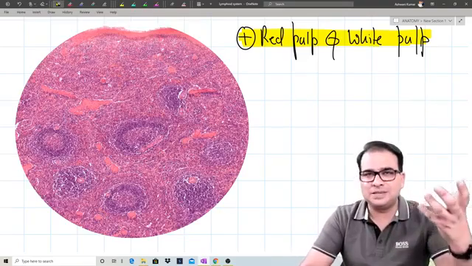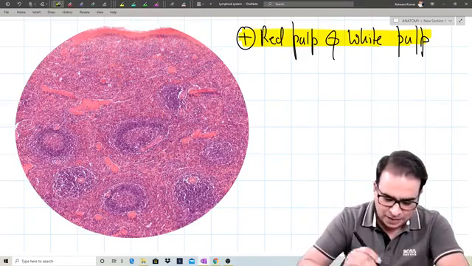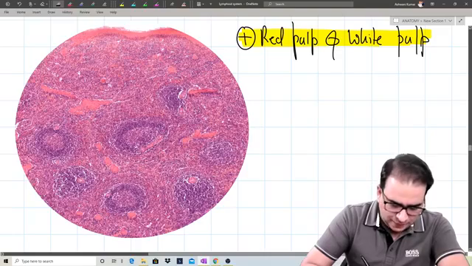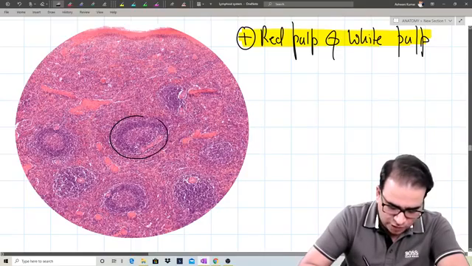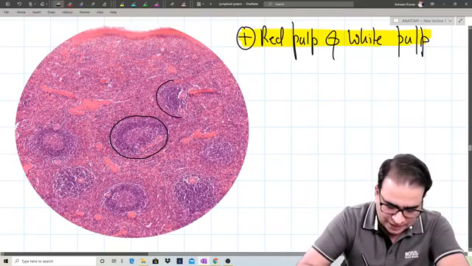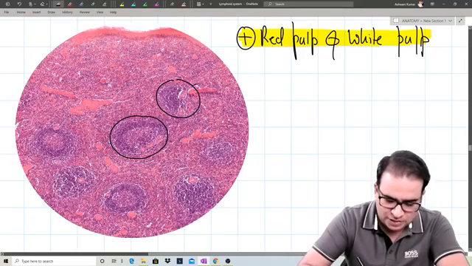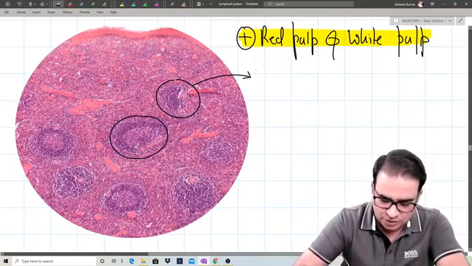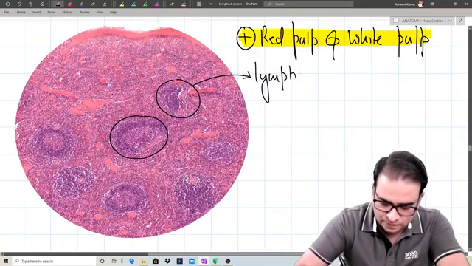The white here basically is for the WBC only. The white pulp is basically about these lymphatic nodules. Now look at these lymphatic nodules which are present, and as we said, because there is no cortex and medulla, they are splayed in the parenchyma everywhere. So these are the lymphatic nodules.